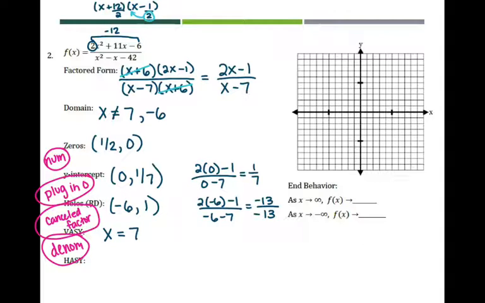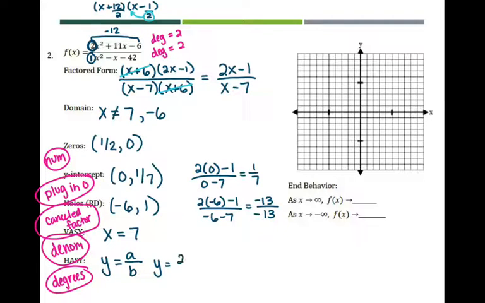Your HA, or your horizontal asymptote, comes from comparing the degrees of your original function. So if I look at my degree, your degree is your highest exponent. So my highest exponent in my numerator is 2, so my degree is 2 in my numerator. And in my denominator, my degree is also 2. When your degrees are the same, your horizontal asymptote is going to take the form of y equals a over b. Well, what is a over b? A and b are the coefficients of your numerator and your denominator. So my coefficient of my numerator is 2, and the coefficient of my denominator is 1. So that means my horizontal asymptote is 2 over 1, or just y equals 2.